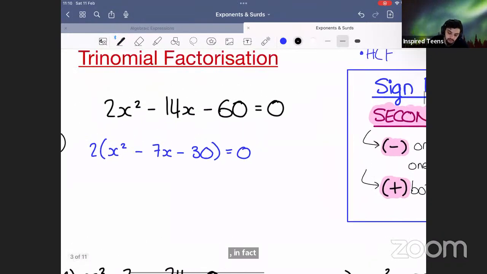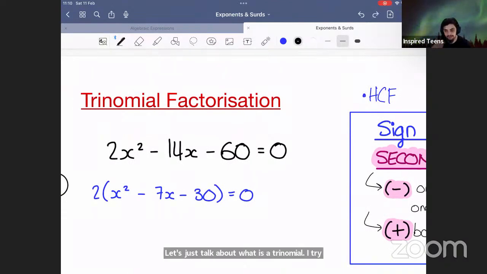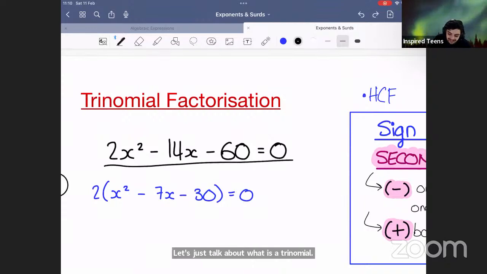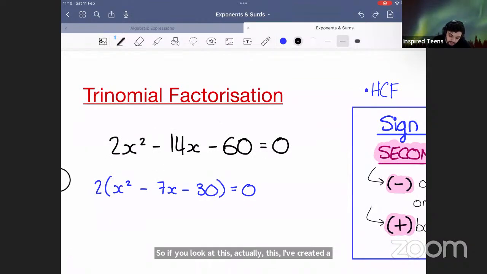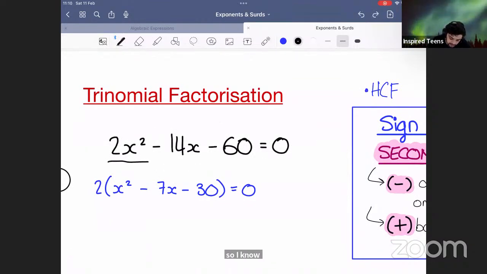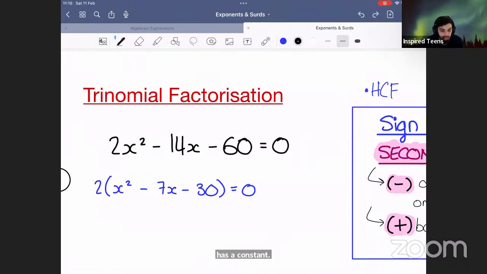this trinomial. Let's just talk about what a trinomial is. A trinomial is a mathematical expression with 3 unlike terms. If you look at this, I've created a trinomial expression. Here is x squared, here's an x, and here's a constant. So 3 unlike terms create that trinomial. I can have a binomial, which would have 2 terms. I can have a monomial, which has 1 term.